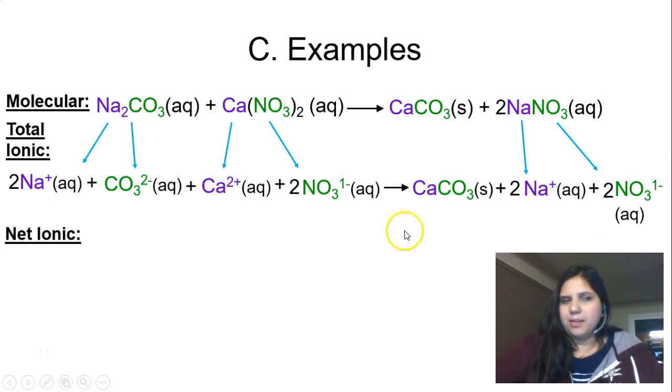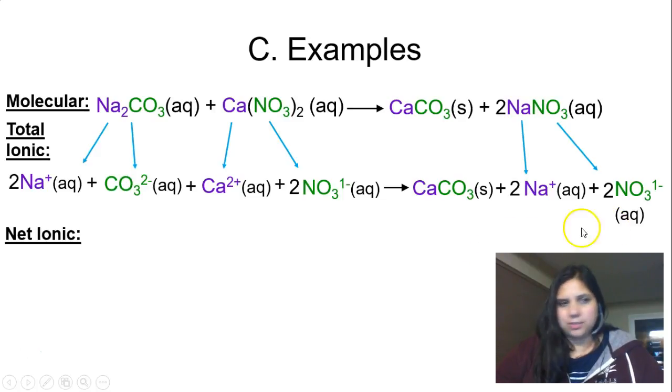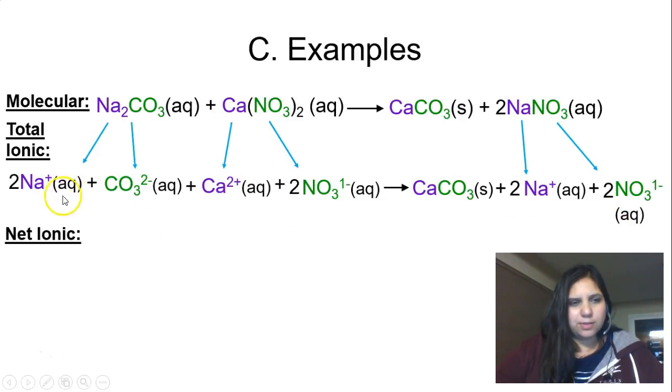All right, so here is my total ionic. Everything is broken up that's aqueous. The thing that's solid has stayed together. Okay. Next, I'm going to find the spectator ions. So those are things that are aqueous on both sides of the reaction. So if I look at sodium, it is aqueous here.